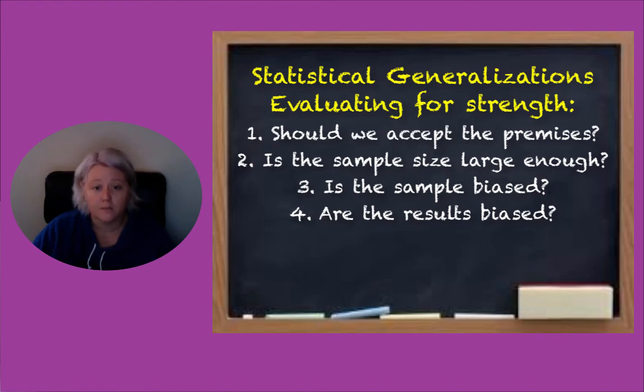So for example, if Target sends out surveys to their customers and says, do you prefer Target over Walmart? And a majority of Target customers say they prefer Target over Walmart, and the conclusion is that shoppers in the United States prefer Target over Walmart, we have an issue of a biased sample, because the surveys were only sent to Target customers.